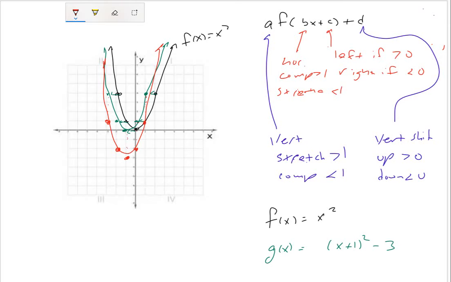So those are your easy basic translations, just left, right, up, and down. Inside the parentheses, things behave a little bit backwards. Positive numbers move left, negative numbers move to the right. The vertical ones behave like you would expect them to. Negatives move you down, positives move up, however many spots.